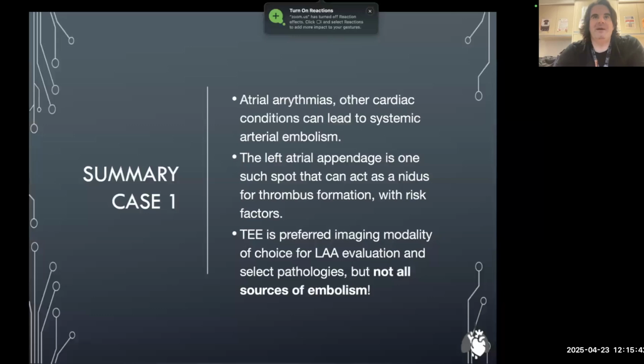We have Dr. Gamble in the room from cardiology, who I understand just passed his cardiology exam. Woo! Maybe I'll ask him a question, because now he's the guy.